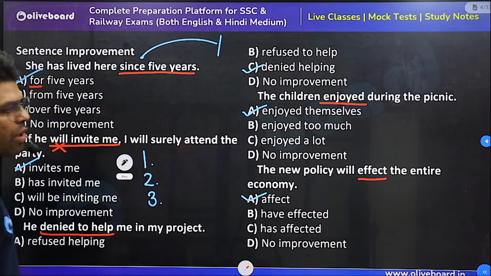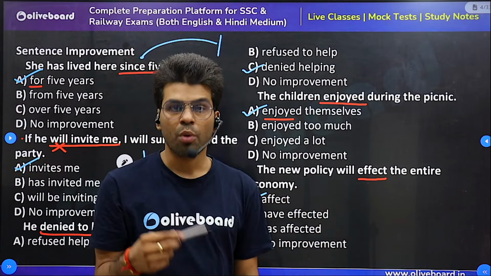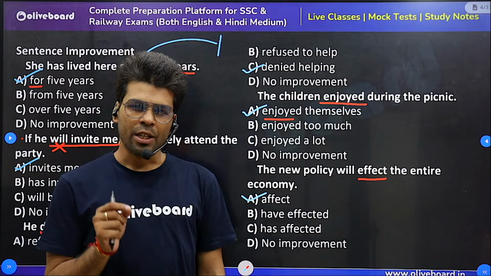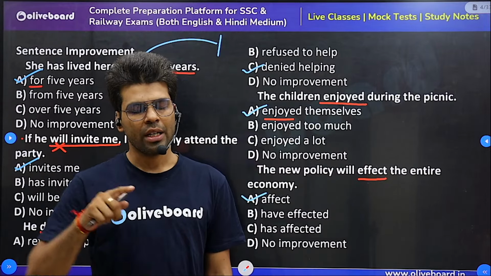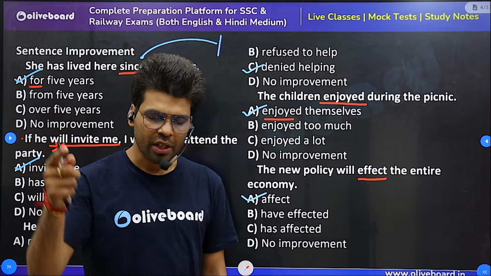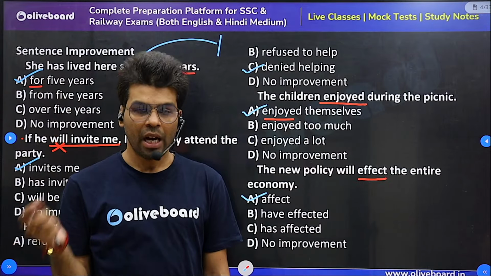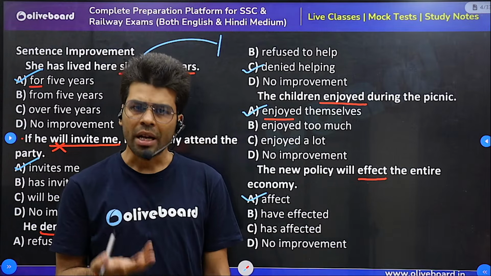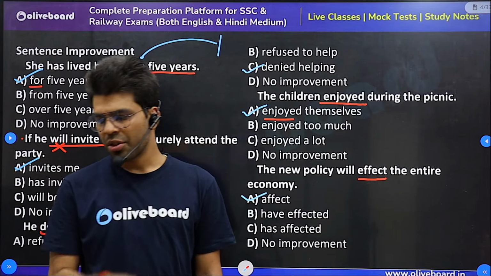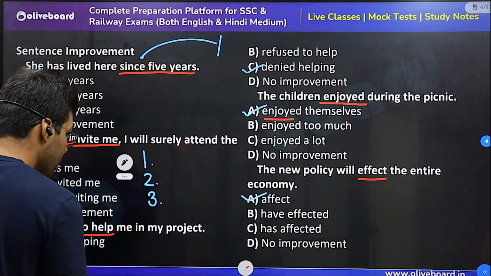Now, "the children enjoyed during their picnic." The difference is enjoy is a transitive verb. Those who do not know, no problem, we will study so. Enjoy takes an object. If I enjoyed, what did I enjoy? I enjoyed the party. I enjoyed the function. I enjoyed the music. I enjoyed the scenery. Otherwise, a reflexive pronoun is needed: I enjoyed myself, he enjoyed himself, she enjoyed herself. So a reflexive pronoun is mandatory, one of the common errors out there in examinations.